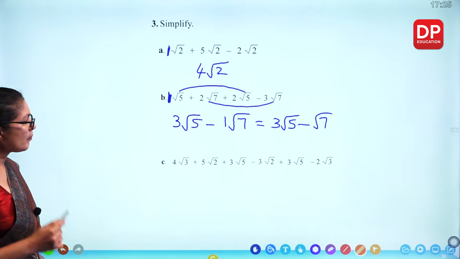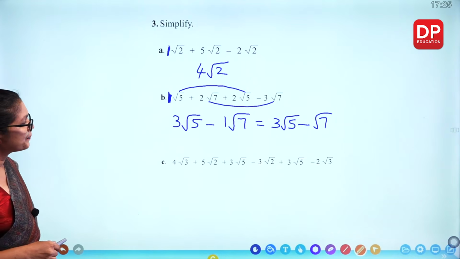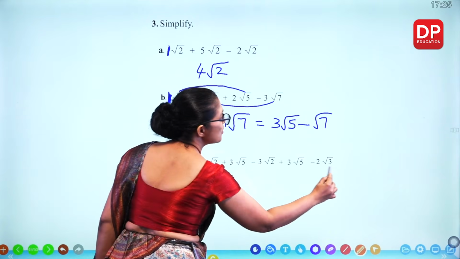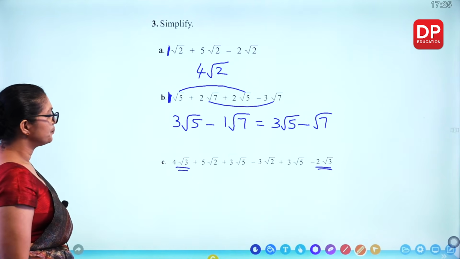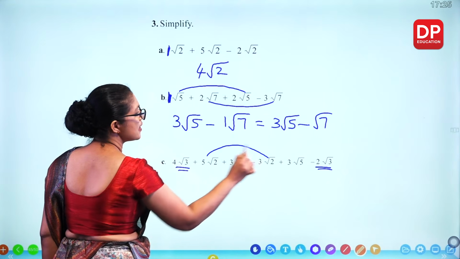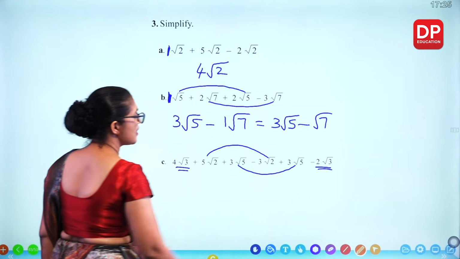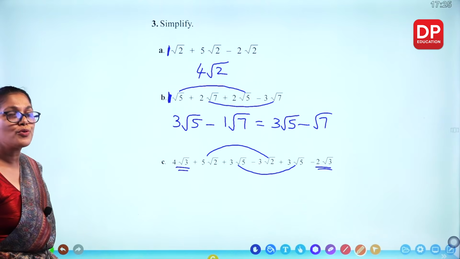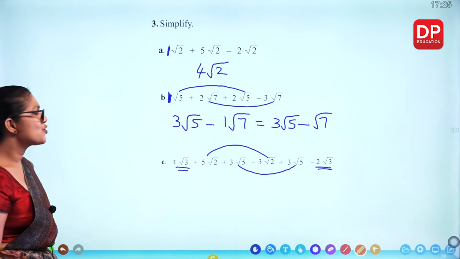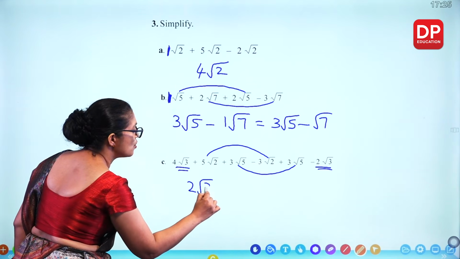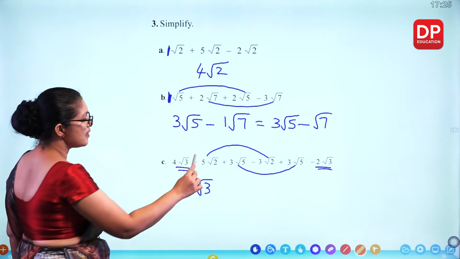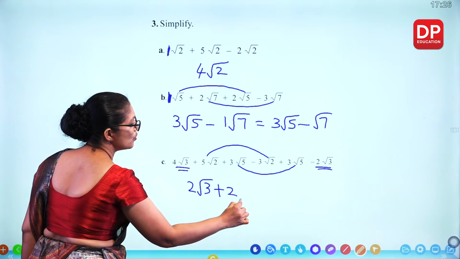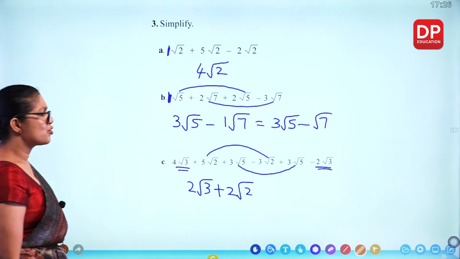This one, what are the like terms? So this is root 3 and this is root 3. You can simplify these two. This with this and this with this. So 4 root 3 minus 2 root 3. So that means 4 minus 2. You get 2 root 3. These two, 5 minus 3. You get 2. So the answer is 2 root 2.